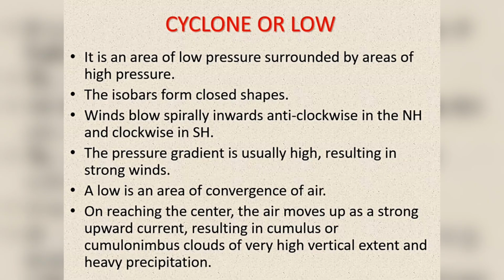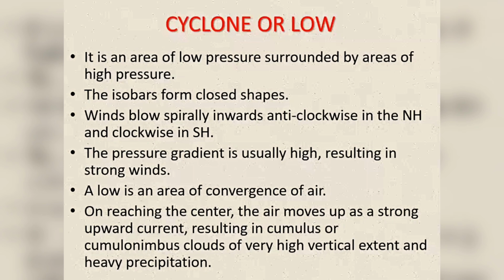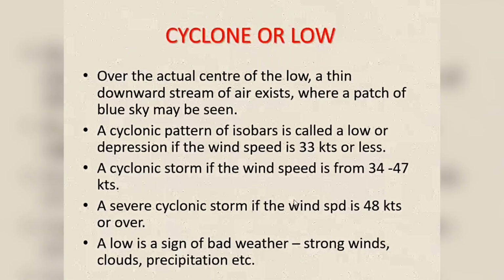On reaching the center, the air moves up as a strong upward current, resulting in cumulus or cumulonimbus clouds of very high vertical extent. And cumulonimbus, you know, means heavy precipitation, rain. So if you see a low pressure area or cyclone on your weather map, applying just the basics, you can come to know there will be clouds and heavy rain. Over the actual center of the low, a thin downward stream of air exists where a patch of blue sky may be seen.